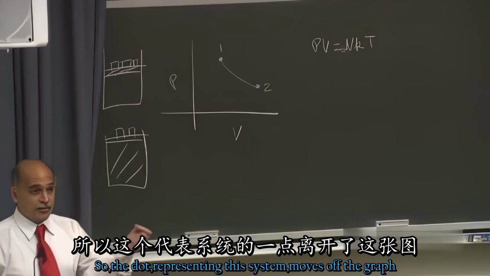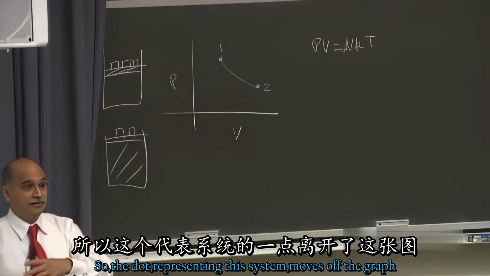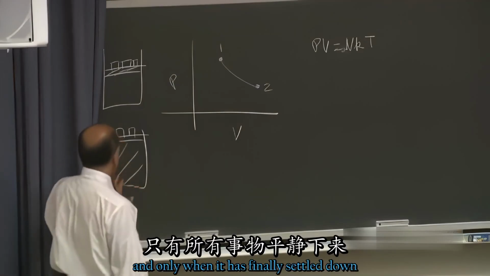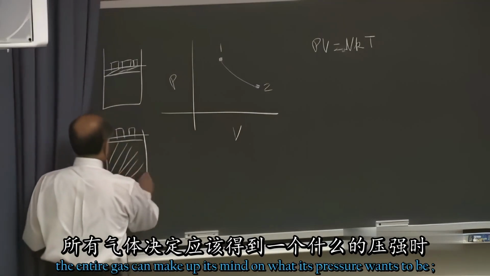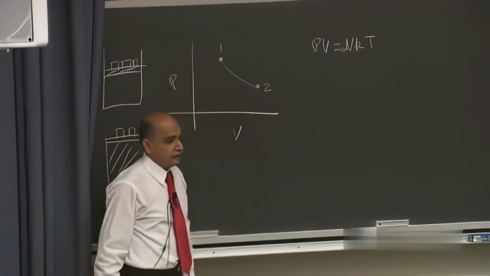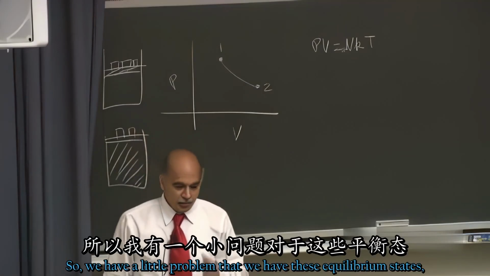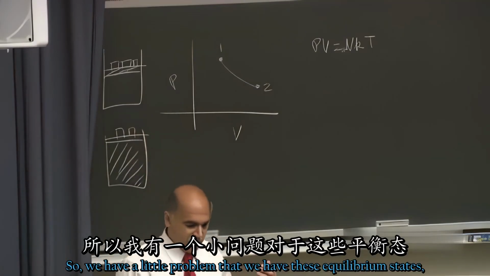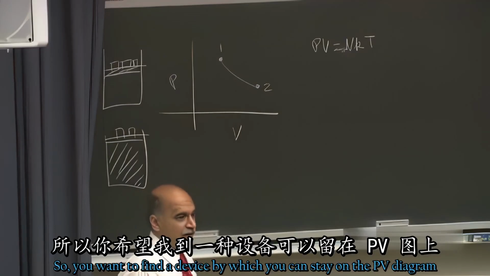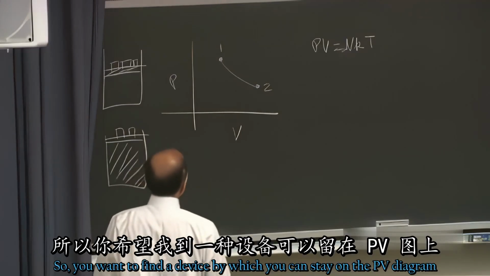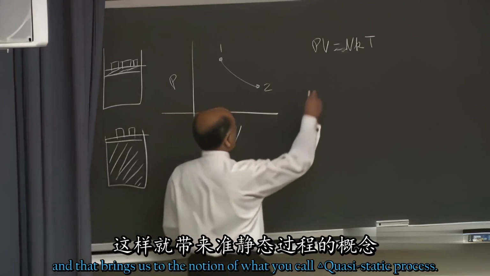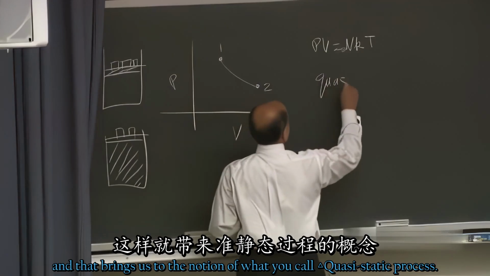So the dot representing the system moves off the graph. It's off the radar. And only when it has finally settled down, the entire gas can make up its mind on what its pressure wants to be. We put it back here. So we have a little problem that we have these equilibrium states, but when you try to go from one to another, you fly off the map. So you want to find a device by which you can stay on the PV diagram as you change the state of the gas. That brings us to the notion of what's called a quasi-static process.